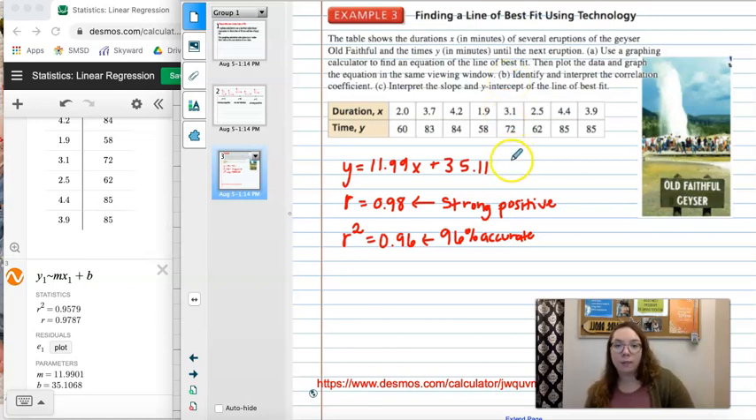So if there was no eruption, like if there was an eruption that didn't last at all, we would expect about 35 minutes between eruptions. If it was the shortest possible, we would expect about 35 minutes in between eruptions.